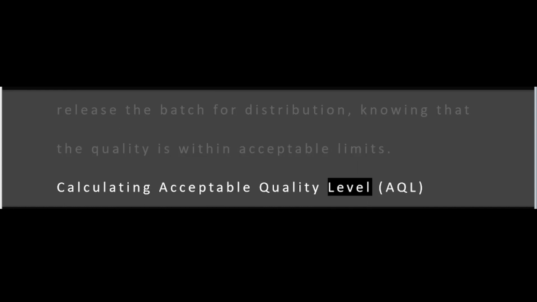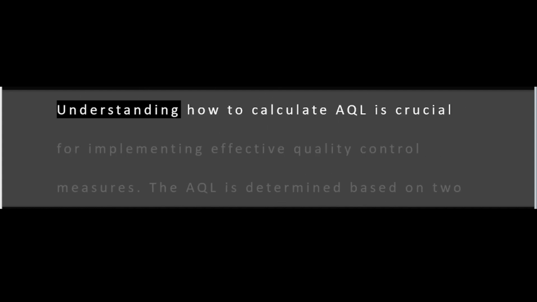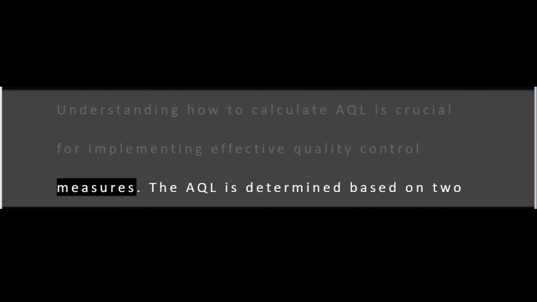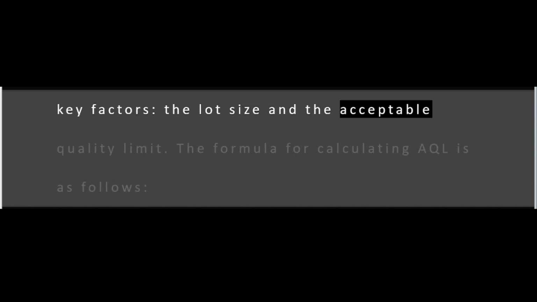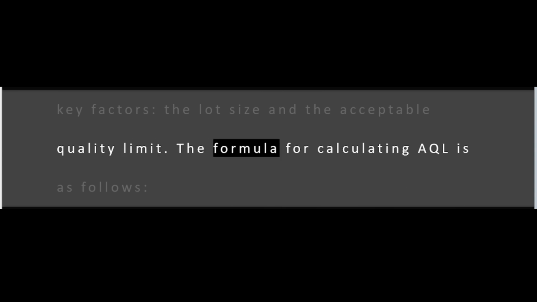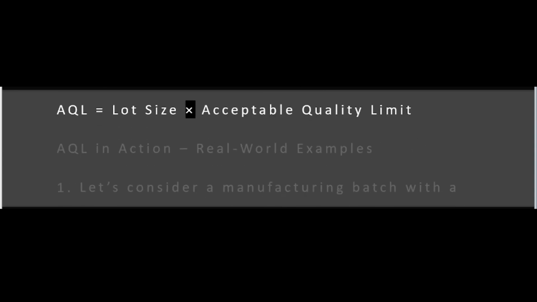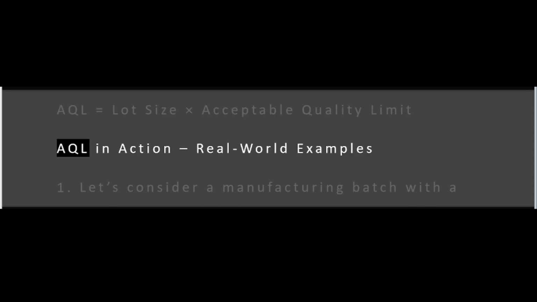Calculating acceptable quality level, AQL. Understanding how to calculate AQL is crucial for implementing effective quality control measures. The AQL is determined based on two key factors: the lot size and the acceptable quality limit. The formula for calculating AQL is as follows. AQL equals lot size times acceptable quality limit. AQL in action, real-world examples.